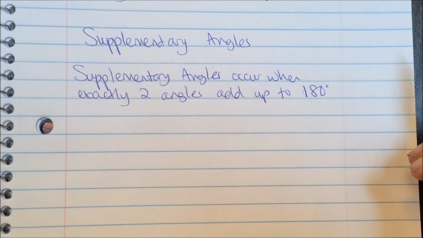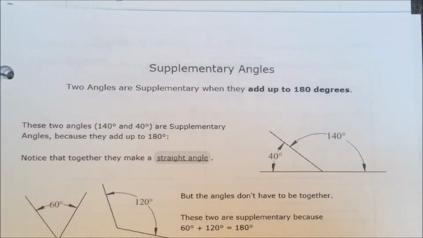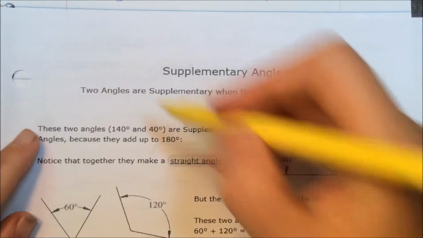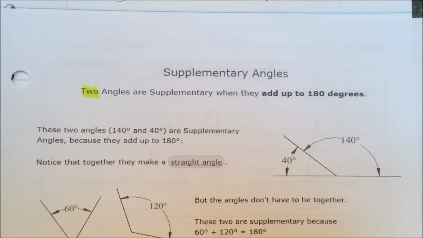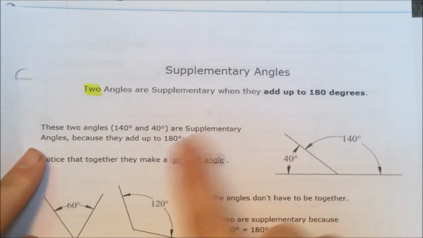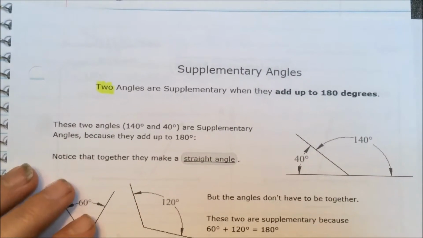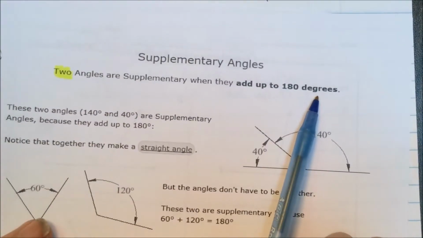And in our packet, we have notes here. So let's read through them. It says two angles are supplementary. So let's highlight that big. That's a big point there. Two angles are supplementary when they add up to 180 degrees. So again, two angles are supplementary when they add up to 180 degrees.